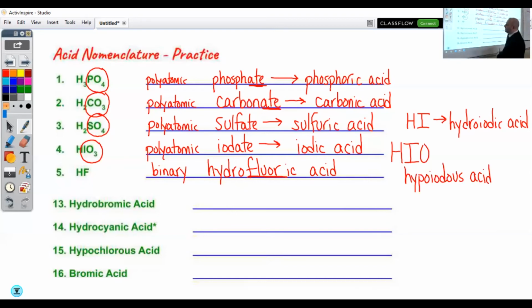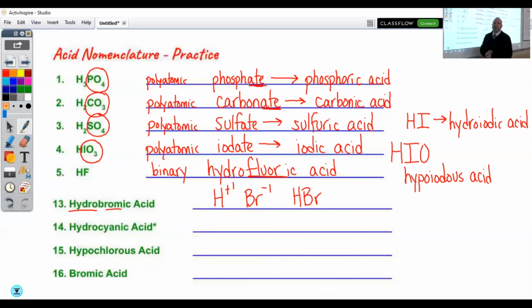All right, let's look at numbers 13 through 16. In our first example, we have hydrobromic acid. So hydro, in this case, means we have H and one other element, and that one other element is going to be bromine. That has a -1 charge. Hydrogen has a +1 charge. Put these together, we get HBr.